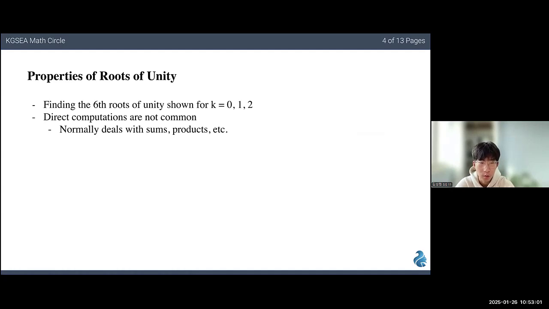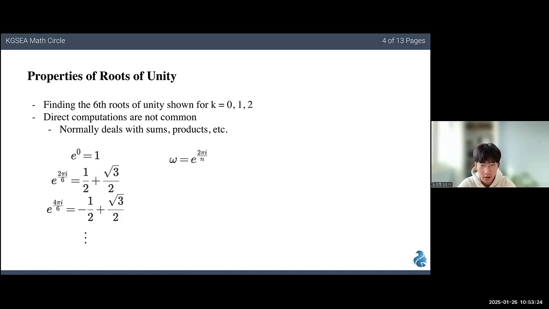So moving on to some more properties, I've shown here a computation of the first 3 roots of unity for n equals 6, but it should be noted that direct computations are not commonly seen because normally they're hard to compute, and we normally deal with sums, products, etc. For the sake of this presentation, I will be using omega equal to e to the 2 pi i divided by n, which is basically the smallest root of unity. And using the definition of a root of unity, which is a solution to z to the n power minus 1 equals 0, we can write it in factor form as such.